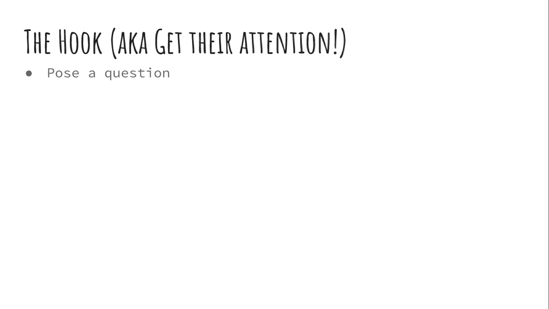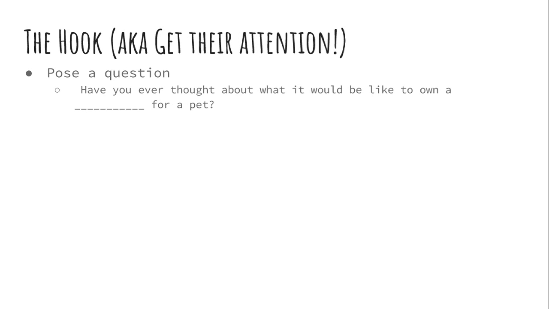The first one is you can pose a question to the people who are reading your paper, such as, have you ever thought about what it would be like to own a dog for a pet, or to own a parrot for a pet, or Komodo dragon, or whatever your animal is? You can also list a relevant quote, but remember to use quotation marks and also to cite your sources.